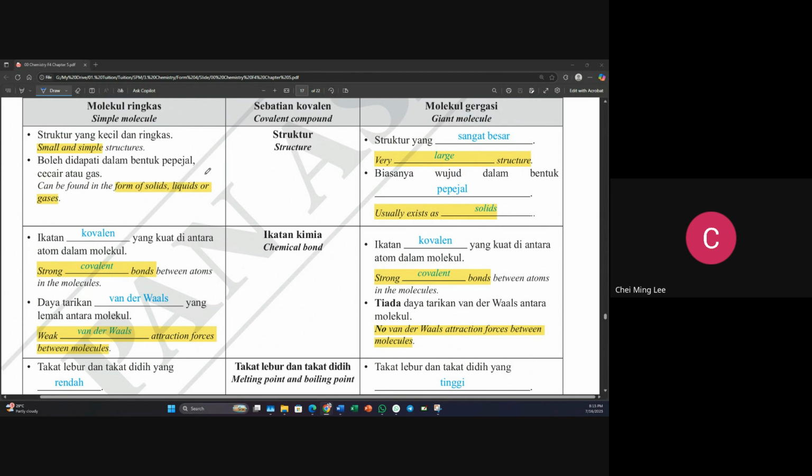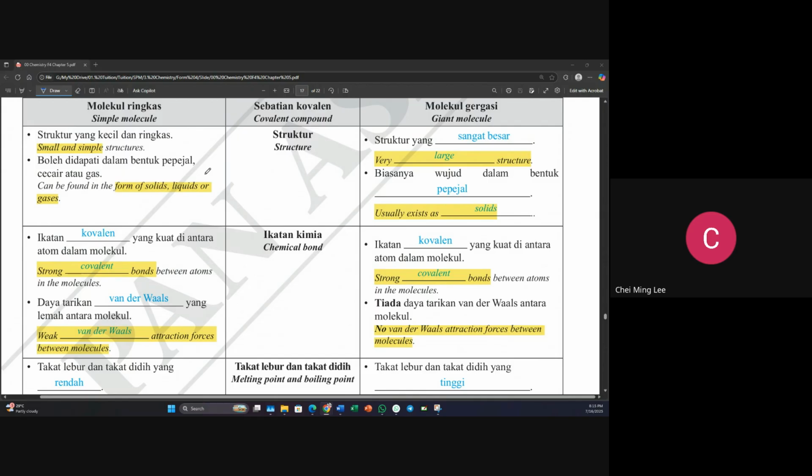For the chemical bond, a simple molecule has a strong covalent bond between the atoms in the molecule, but weak attraction force between the molecules. A giant molecule has a strong covalent bond between the atoms in the molecule, but no van der Waals attraction between the molecules, because this one is not gigantic, it's just a big one. For a large molecule, the attraction force is very weak. So when it becomes bigger, the van der Waals forces become even weaker.